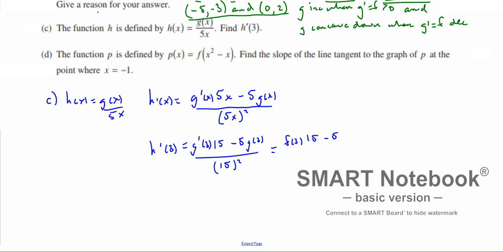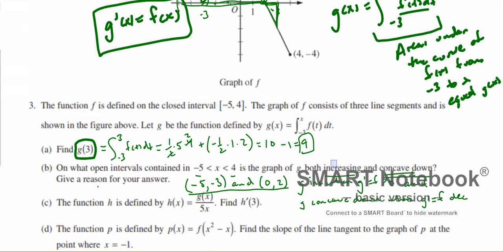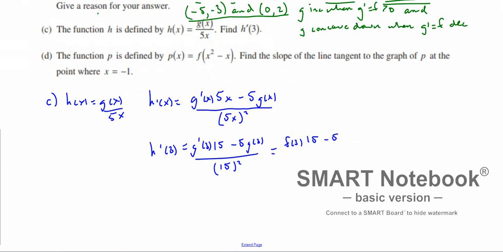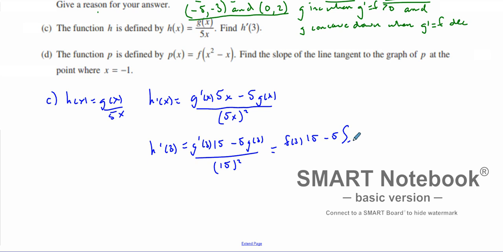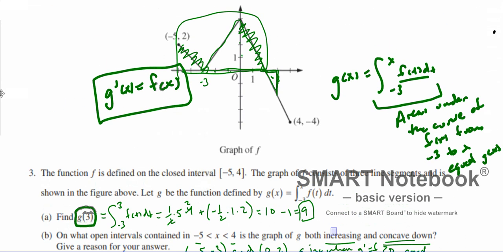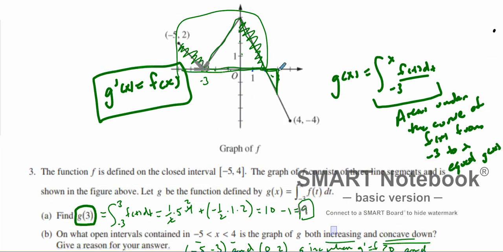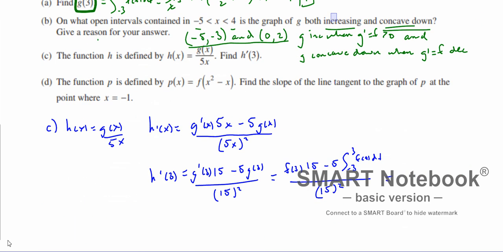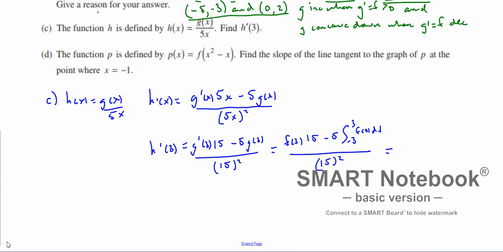And what's g of 3? Well, g of 3 would be the integral from -3 to 3, so that would equal the integral from -3 to 3 of f of t dt, all over 15 squared. Okay, so now let's find all this stuff out. Well, f of 3, 1, 2, 3, is going to be right there. So f of 3 is going to be 2. So we're going to put 2 here.